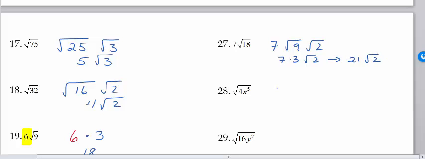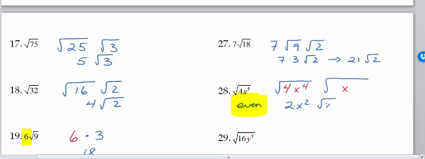Now we get to some problems that allow us to break it into a perfect square and what's left over. Remember, with variables, we want to take out even exponents as we're working through these. So we're going to get 4x to the 4th with 1x left inside. That's going to leave us an answer of 2x squared, square root of x.